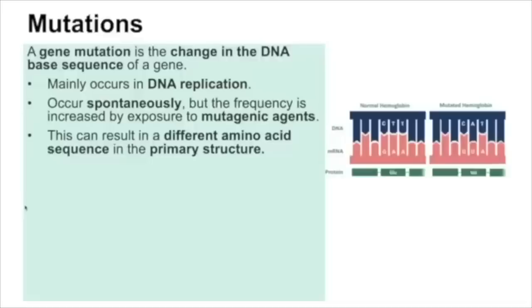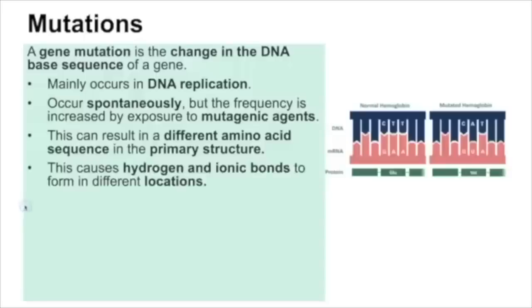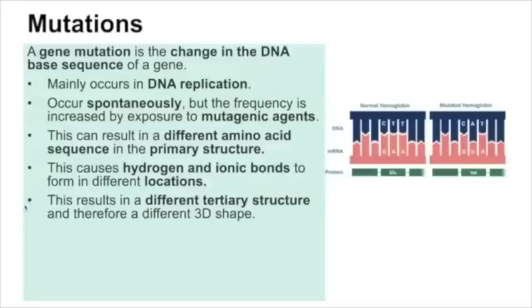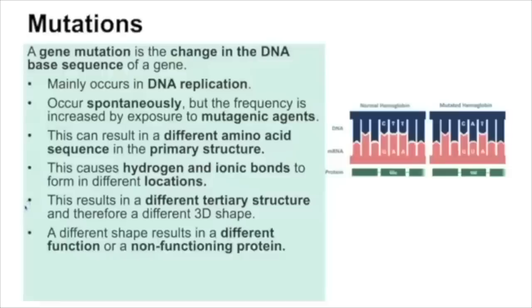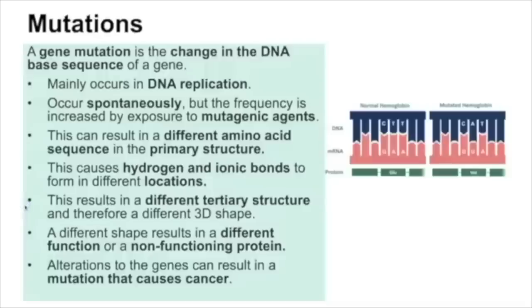If a gene mutation does occur, then it could result in a different amino acid being coded for, and therefore a different sequence of amino acids in the primary structure of a protein. This could cause the hydrogen and ionic bonds in the tertiary structure to form in different locations, and therefore it results in a different tertiary structure, a different 3D shape. And it's the shape of a protein that determines its function. So that is why a mutation could result in a different function or a non-functioning protein. Now, if that mutation happens in a gene that controls the cell cycle, it could then result in cancer.